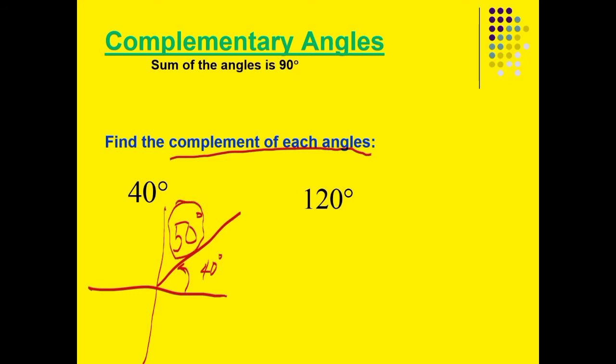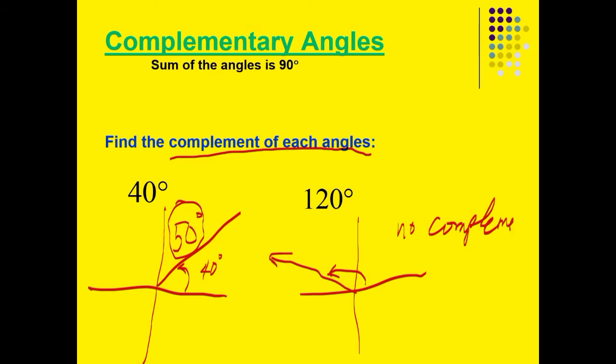The complement of 40 degrees is 50, while the complement of 120, since we are talking about complementary, it should be the sum of 90. Since it is already more than 90 degrees, you cannot perform the complement of 120 degrees.